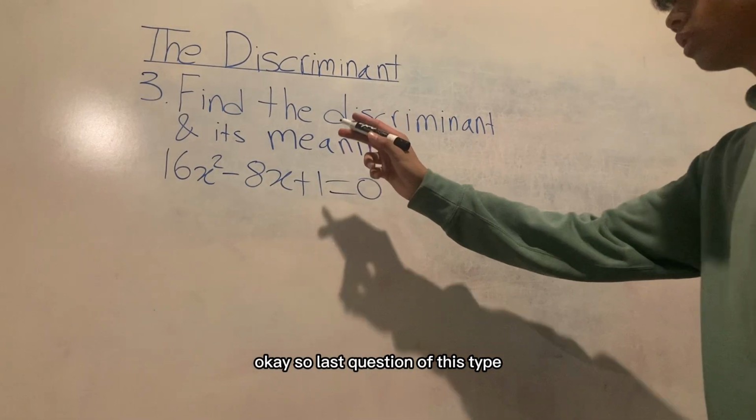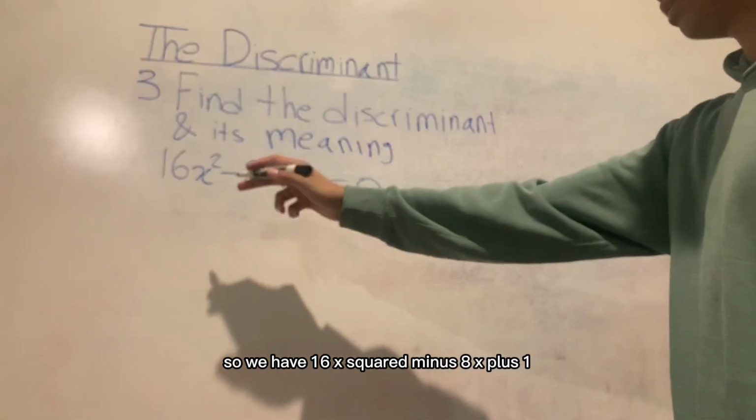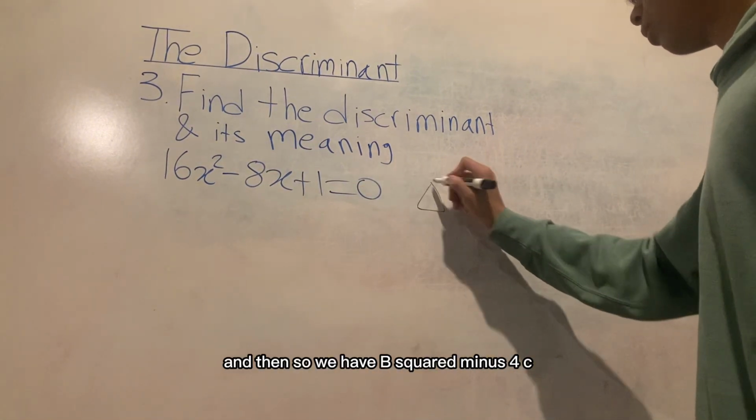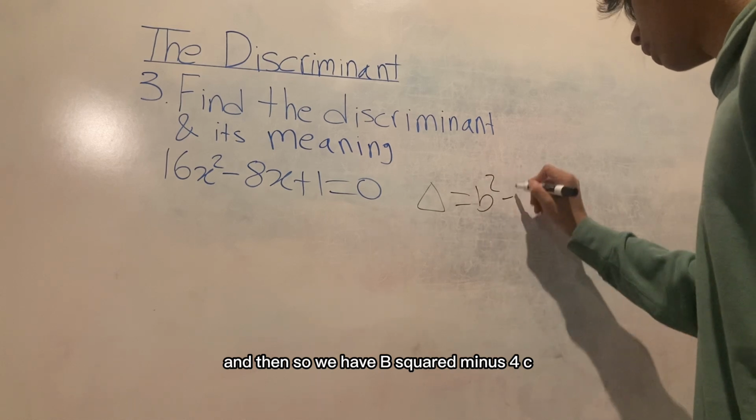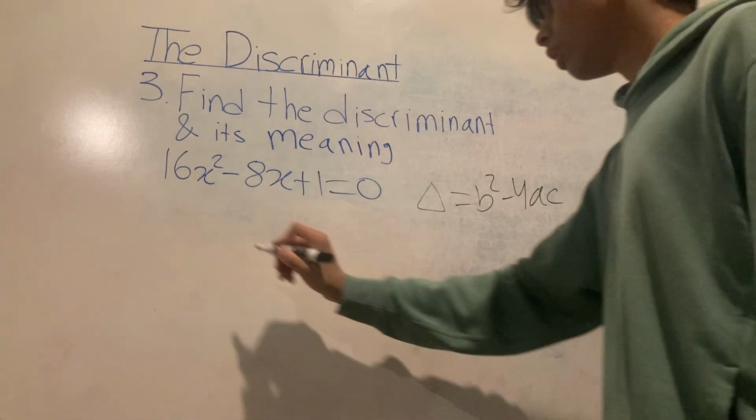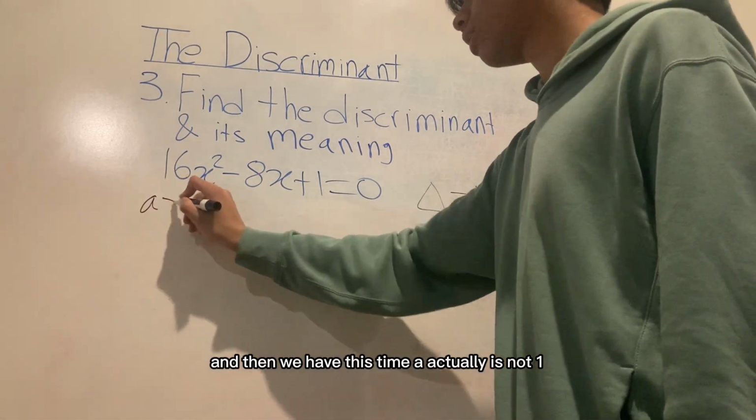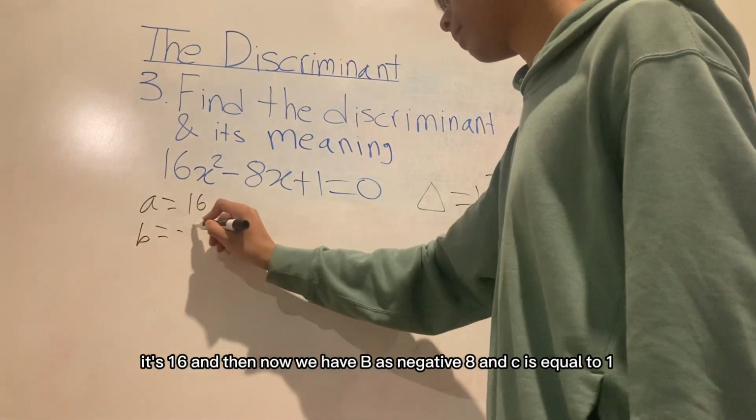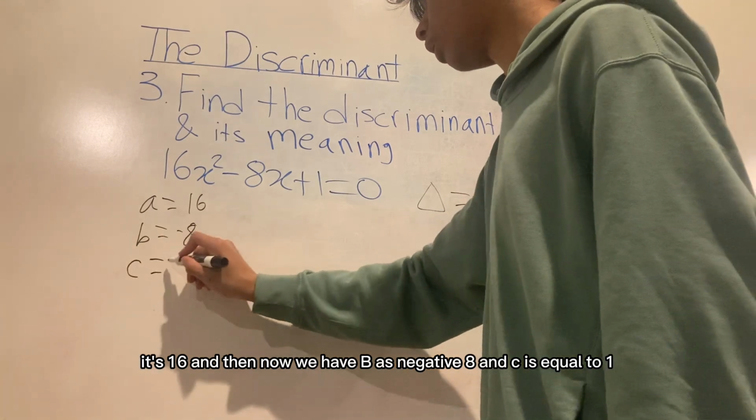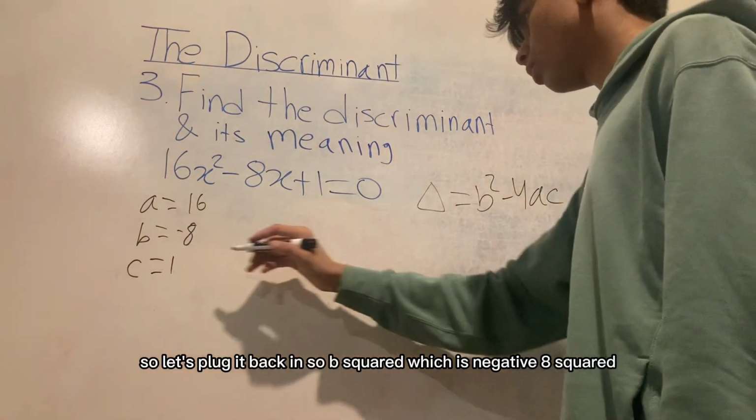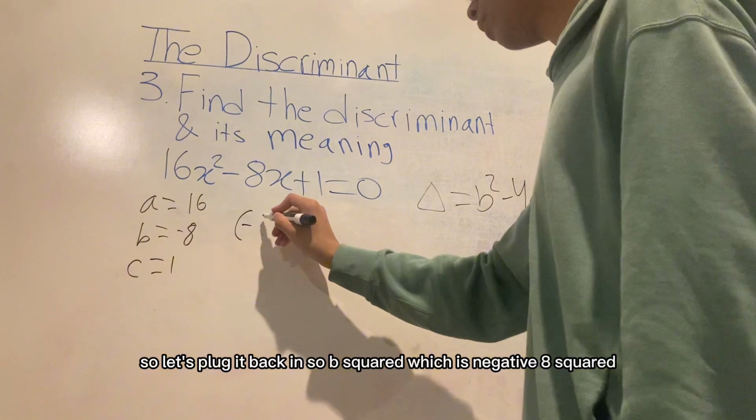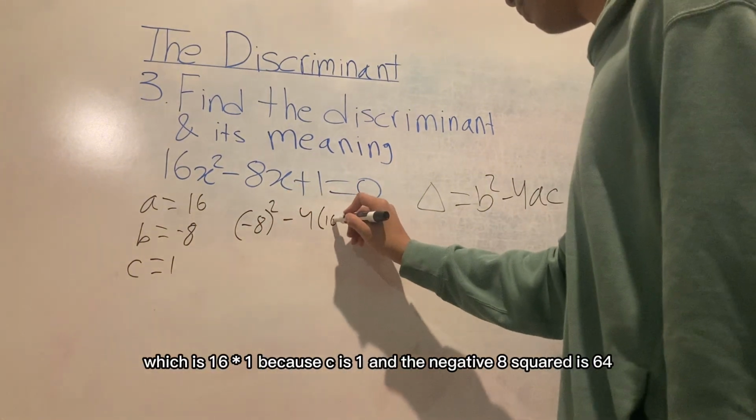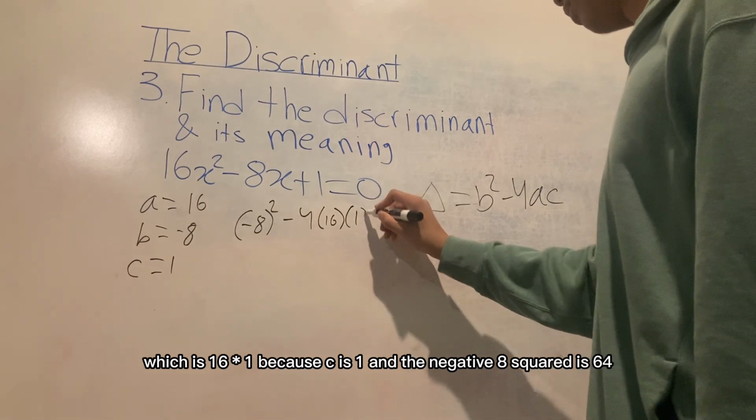Okay, so the last question of this type. We have 16x squared minus 8x plus 1, and so we have b squared minus 4ac. This time a actually is not 1, it's 16. Now we have b as negative 8, and c is equal to 1. So let's plug it back in. b squared, which is negative 8 squared, minus 4 times a, which is 16, times 1, because c is 1.